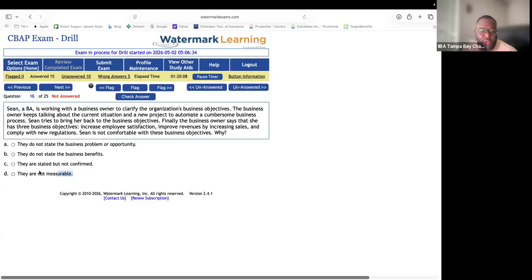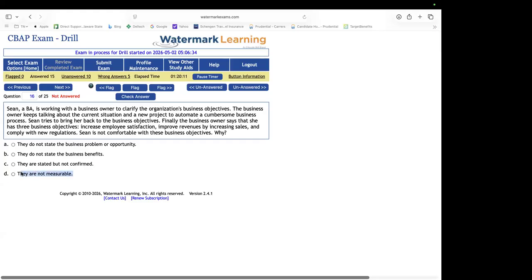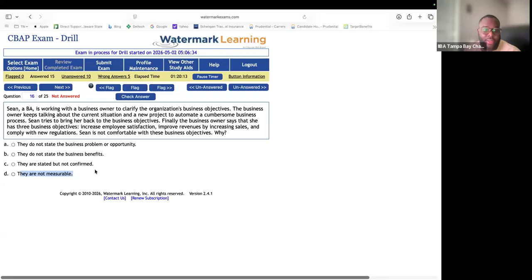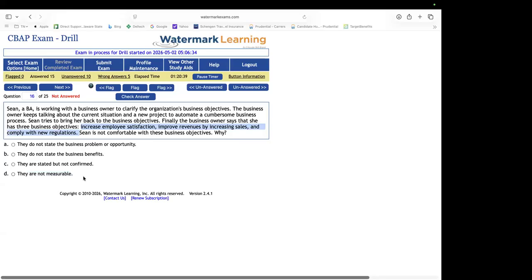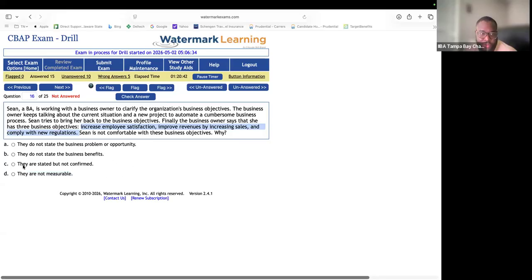Okay. Do we think those objectives are measurable? Are not measurable, sorry. Increase employee satisfaction, improve revenue by increasing sales, and comply with new regulation. Do you think all those are not measurable? No, they are. Okay. They are stated but not confirmed.